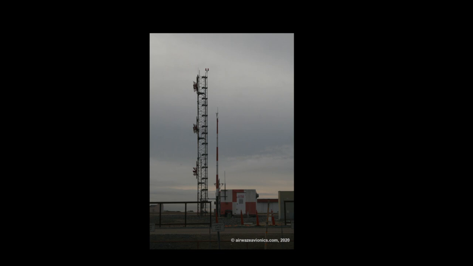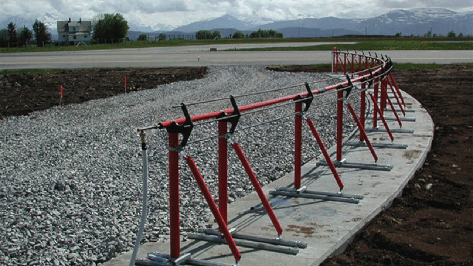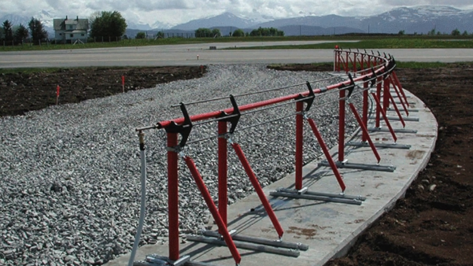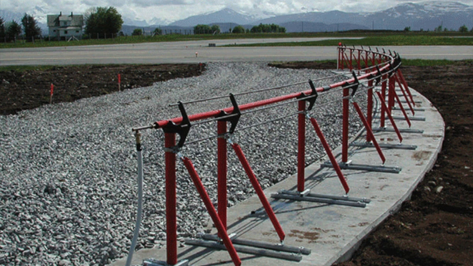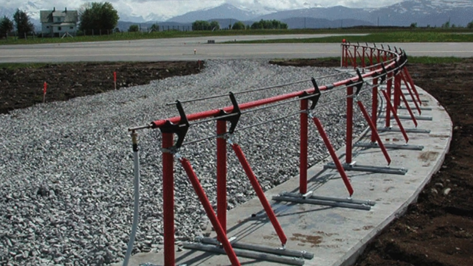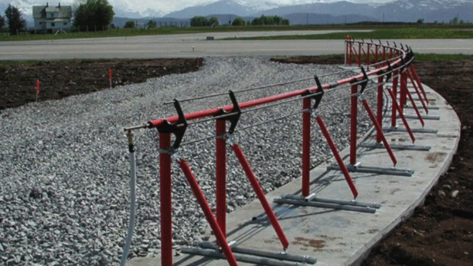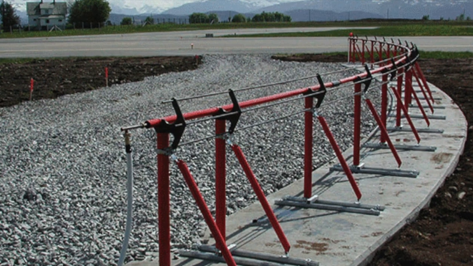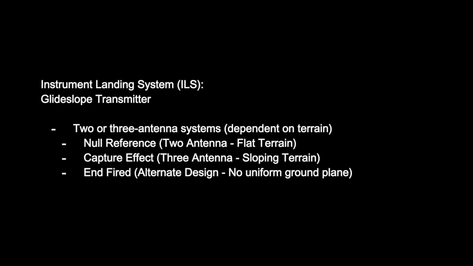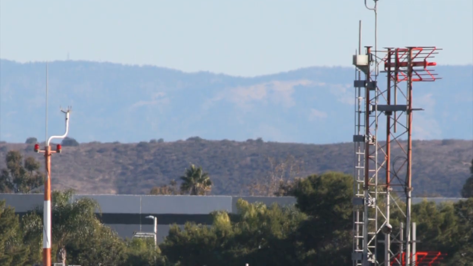Finally, in areas with limited flat terrain, maybe there's dense population, mountains, drop-offs, or water, they'll use a system called an end-fire system. This is necessary because of the lack of a good reflecting ground surface. As a result, the end-fire system uses an entirely different antenna arrangement. Today I'm going to focus on the 2 antenna system.